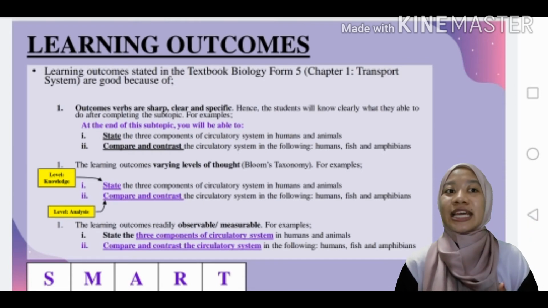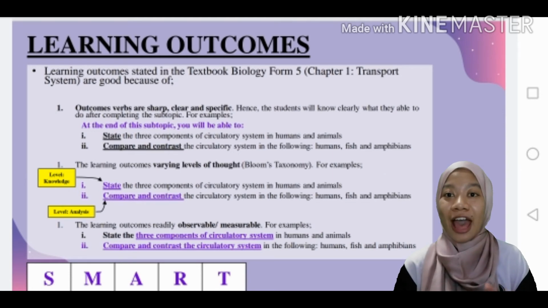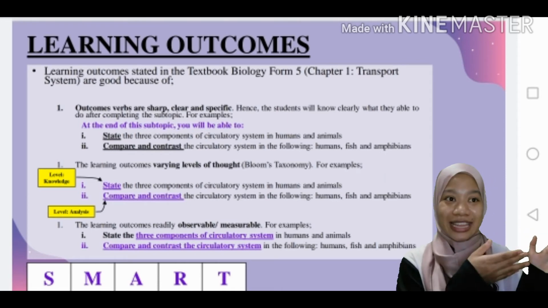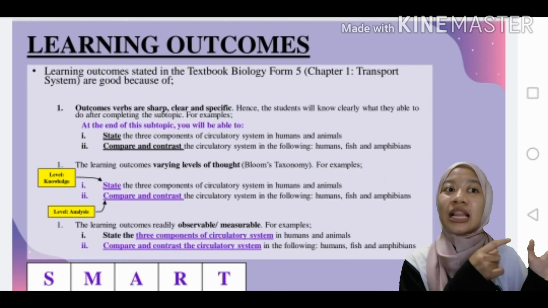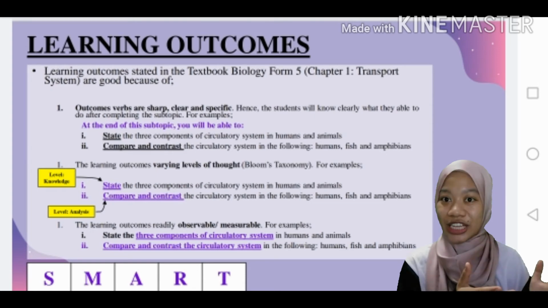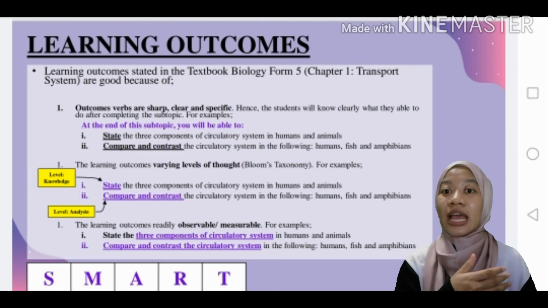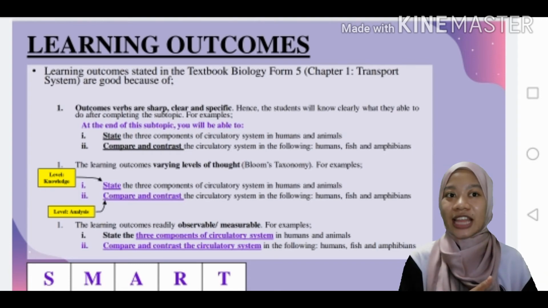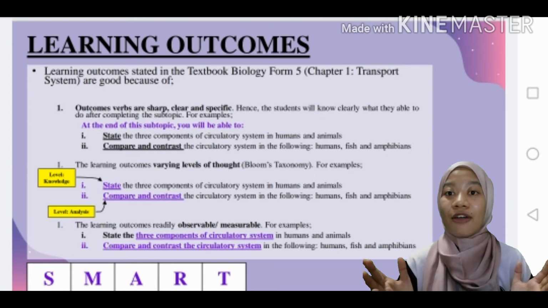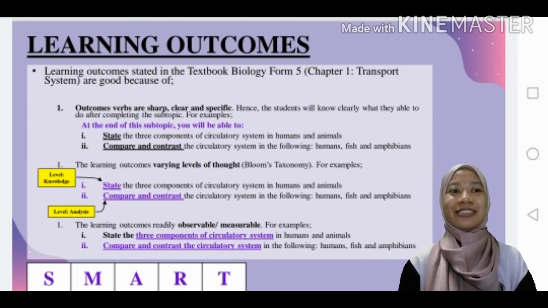Next, the learning outcomes have varying levels of thought. Just now, we already saw the characteristics of strong outcomes, right? So, here it is. For the first example, the level used is knowledge. And the second example, the level is analysis. It shows that learning outcomes inside the textbooks have various levels of thought.